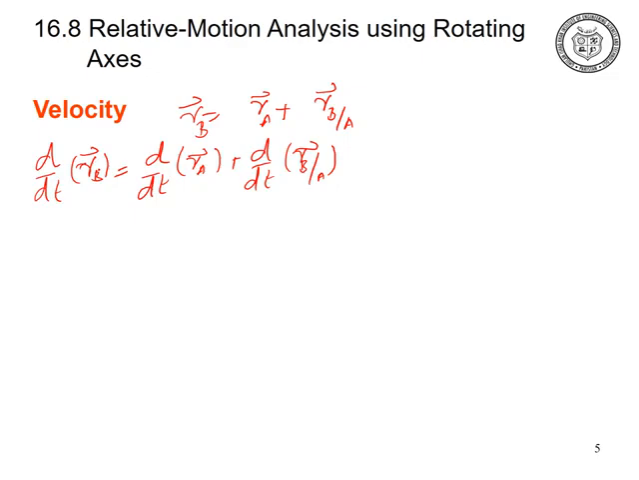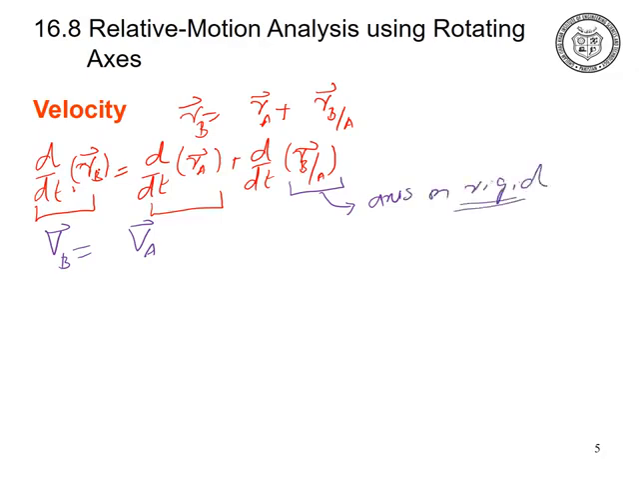The position RB and the position RA are measured from the fixed inertial frame of reference, so we can call this the absolute velocity. So we can write this as VB equals VA. Now, as RB with respect to A is measured with respect to the axes on the rigid body, which rotate, it is not possible to simply write it as VB with respect to A. So we have to think about this.